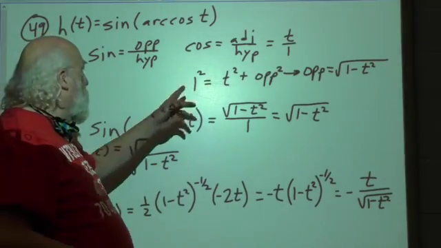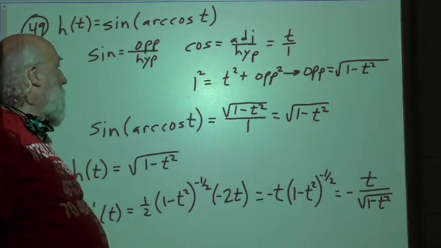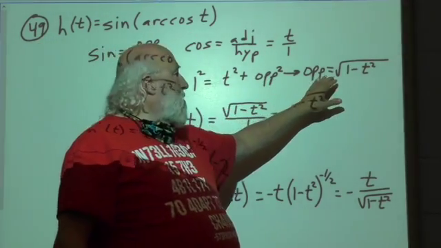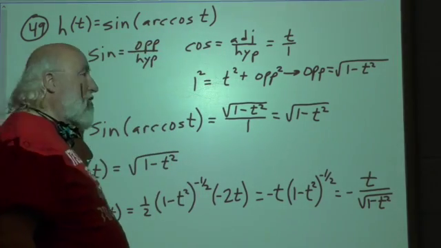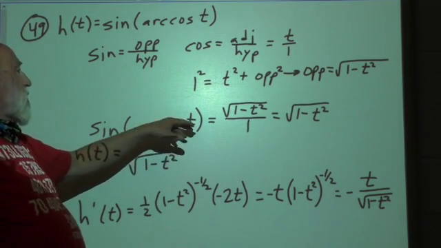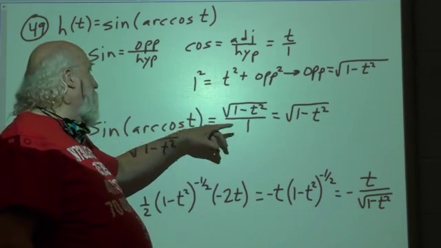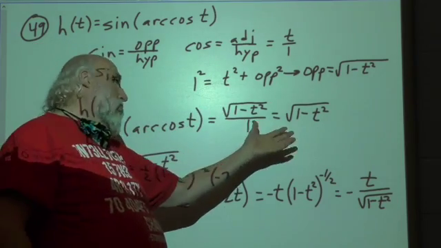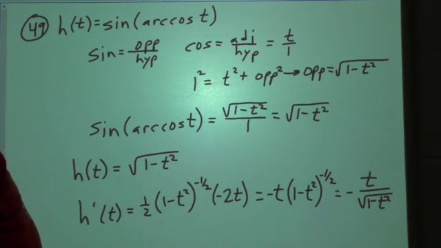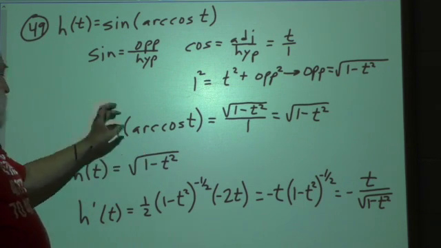Use Pythagorean theorem. 1 squared equals t squared plus the opposite squared. And so I subtract t squared and take the square root of both sides. And that makes the opposite equal to the square root of 1 minus t squared. So the sine of the arc cosine of t is going to be the opposite, which is the square root of 1 minus t squared, over the hypotenuse, which is 1. And of course the 1 basically disappears and gives you the square root of 1 minus t squared. So that means then that h of t is equal to this quantity right here.